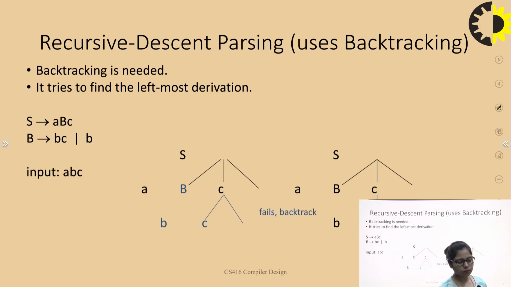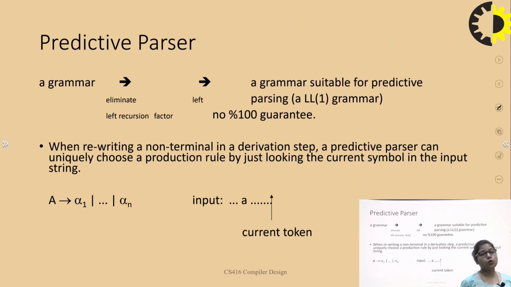This is called backtracking. Now, if I'm talking about the predictive parser, a grammar suitable for predictive parsing is an LL1 grammar. First of all, it eliminates left recursion. Then second, left factoring also.